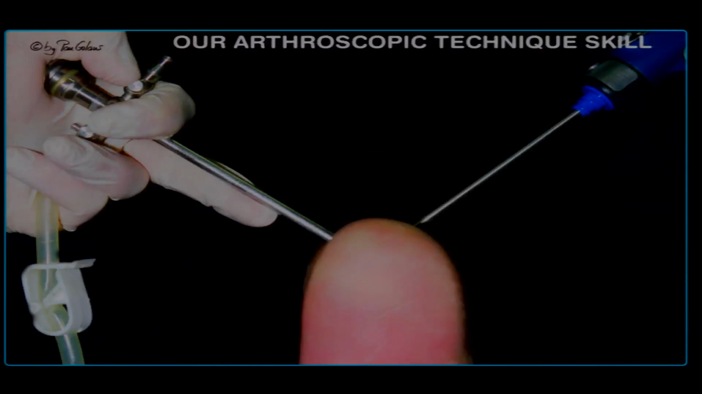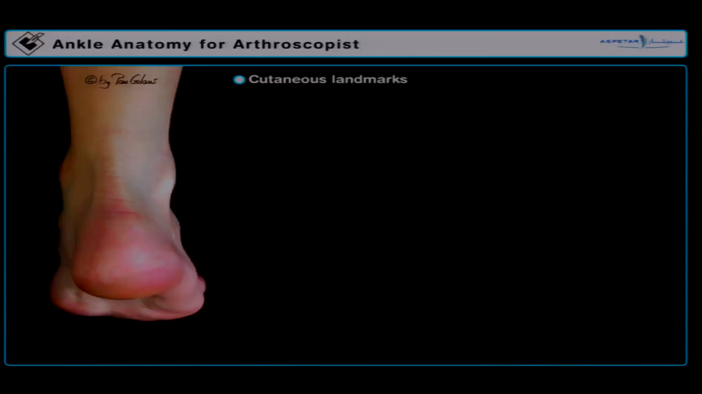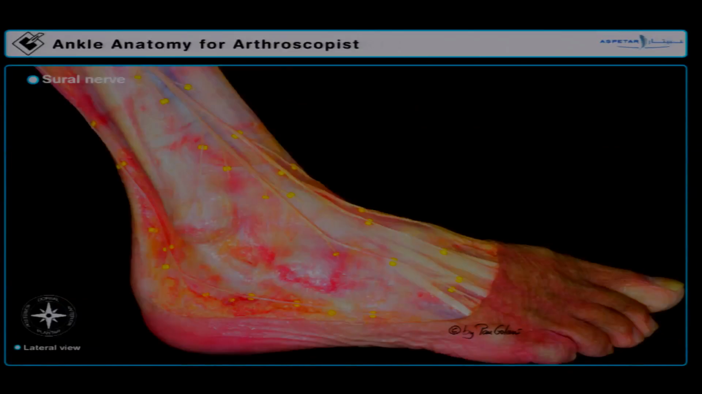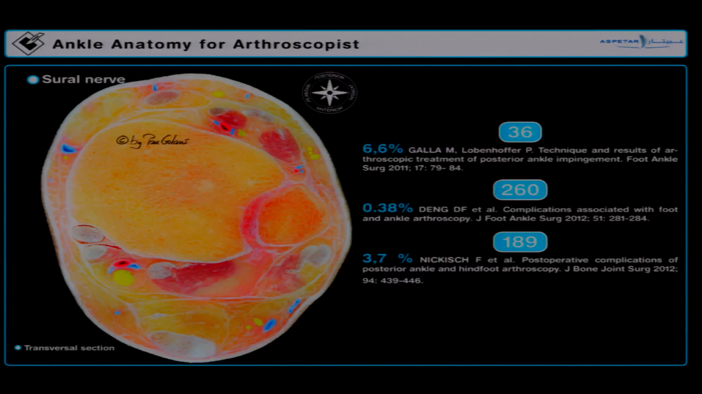Also, our arthroscopic technical skill is another of the limits in hindfoot arthroscopy. This cutaneous landmark is very important too. This is the most important landmark. This is the tip of the fibula. The portals are in relation to a line parallel to the sole of the foot, and the portals are near the Achilles tendon. The first portal in this case is the posterolateral portal, and remember this portal is in relation to the Achilles tendon, and in this case the posterolateral portal is in relation to the Achilles tendon, the sural nerve, sorry.